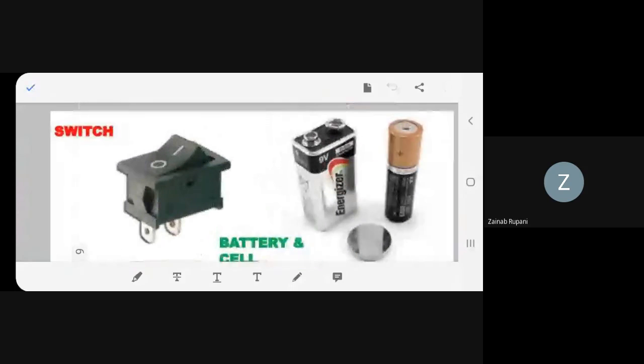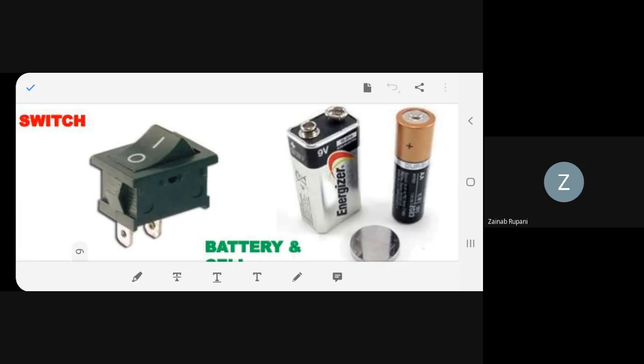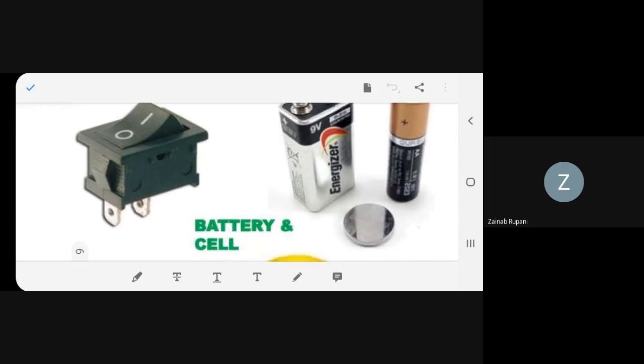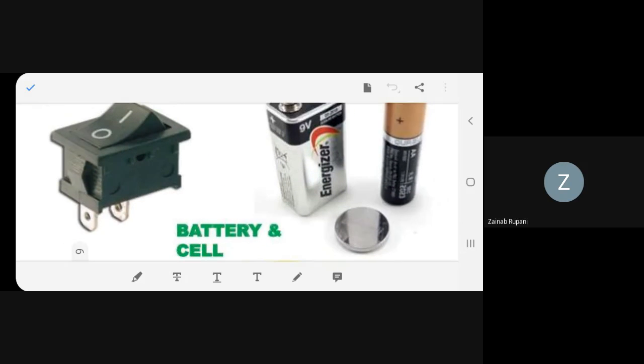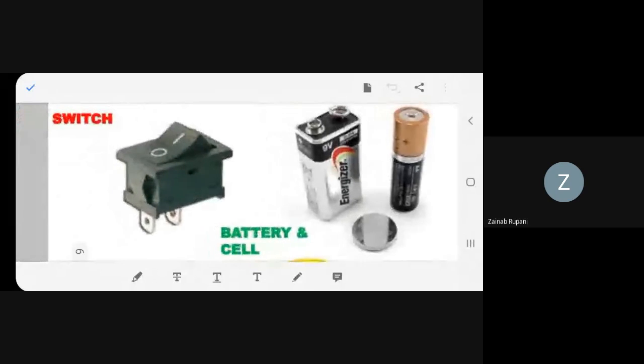Now see over here. These are the components of the circuit. What is this one? First one, beta? Switch. So you can see the switch like this. I think you know this. This is a switch. Are you aware of it? Then I will show you types of batteries and cells.